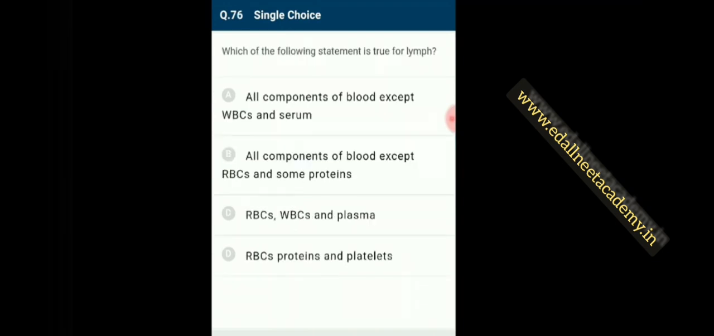Question number 76. Which of the following statements is true for lymph? Lymph is a colorless vascular connective tissue derived from tissue fluid. RBCs and platelets are absent. Only leukocytes and floating amoeboid lymphocytes are present. So the answer is option B: all components of blood except RBCs and some proteins.